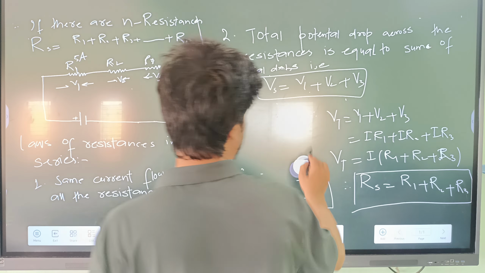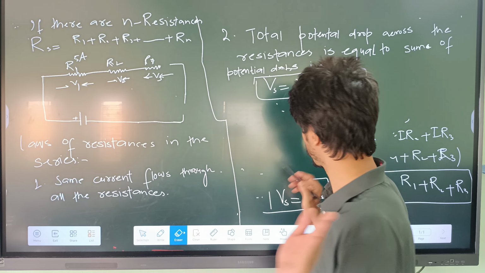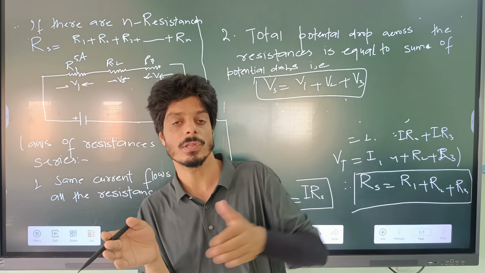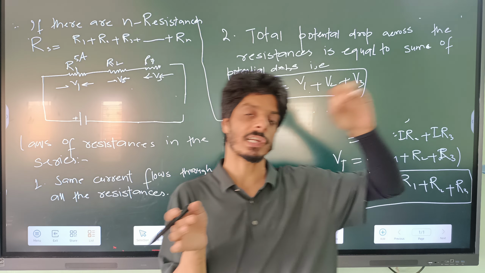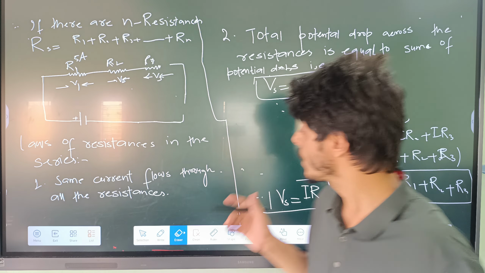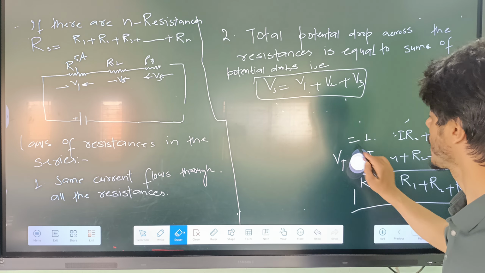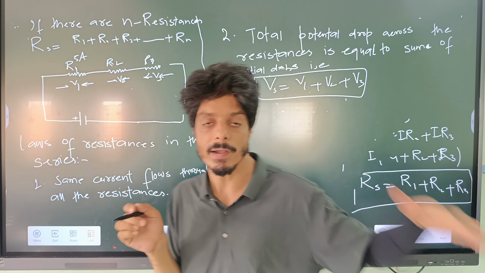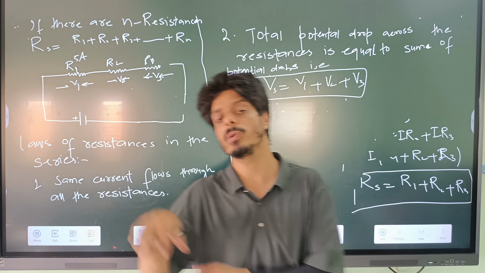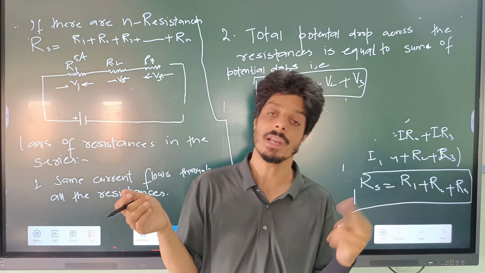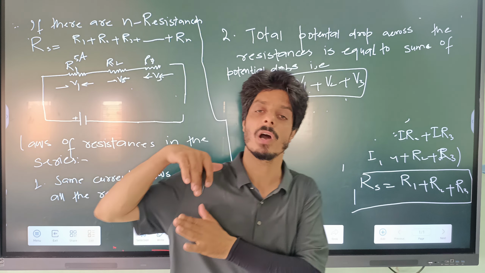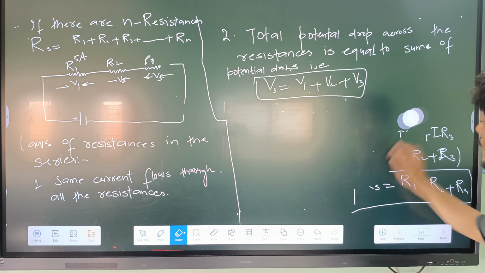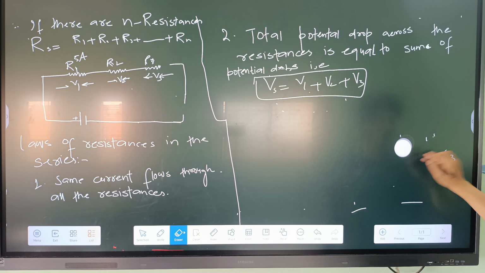I hope you understood that when resistances are connected in series, that is end to end, one resistance is connected to the beginning of another, and the end of that second resistance is connected to the beginning of the third resistance. Whenever resistances are connected in series, the same current flows through all of them. If we have 100 resistances in a circuit and 1 ampere flows through the first, the same 1 ampere will flow through the second and the third.